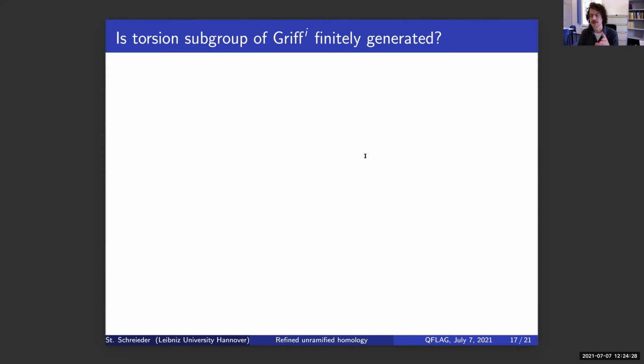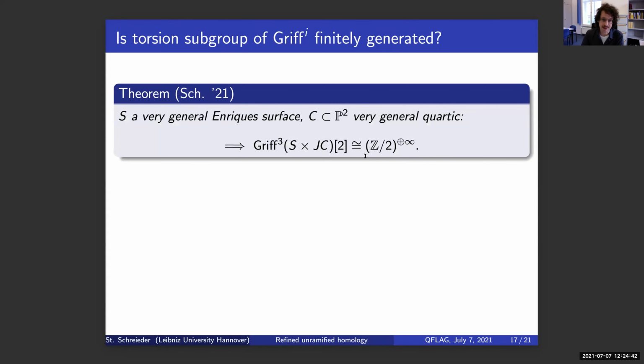So the first result showed that the torsion is finite in some sense, in the sense that it is supported up to finite index subgroup in codimension 1. It remained open whether the torsion is finitely generated. And well, the answer is no, it's not finitely generated. And the example is this. So S, a very general Enriques surface, and C, a very general quartic, then we can look at the product of the surface with the Jacobian of the quartic. This appeared before. So this was the abelian threefold whose Griff^2 is infinite if you tensor it with any finite field, or with any Z mod l, say.